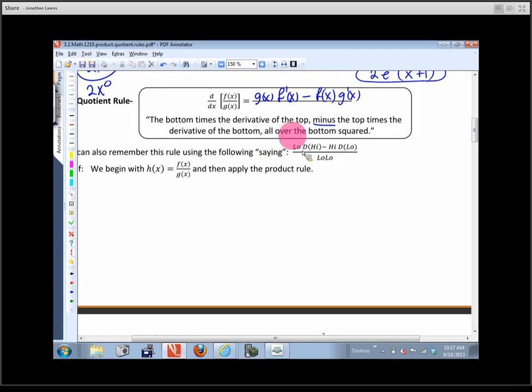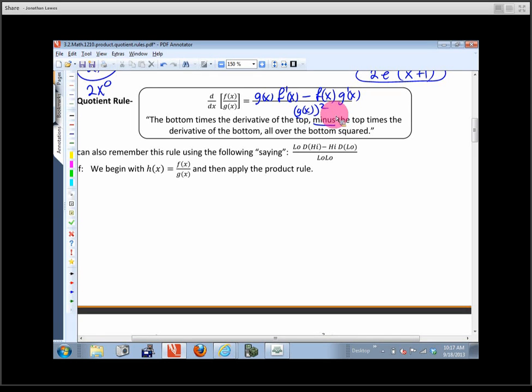And then here's the interesting part. We take the bottom and we square it. So this is going to be g of x squared. Whatever that bottom function is, you're just going to take that and square it. So the derivatives appear in the numerator, and the bottom is just the bottom squared.